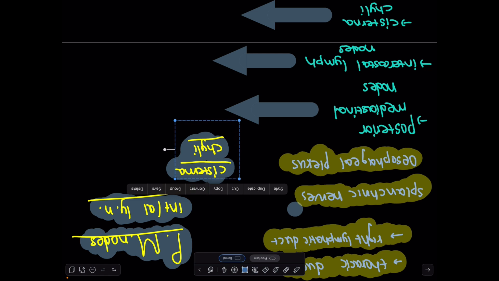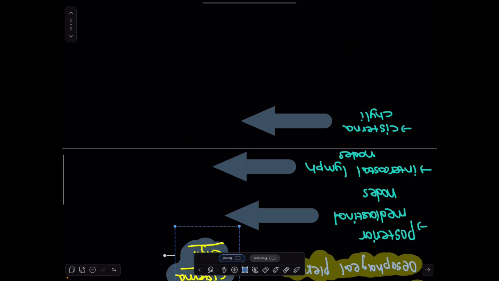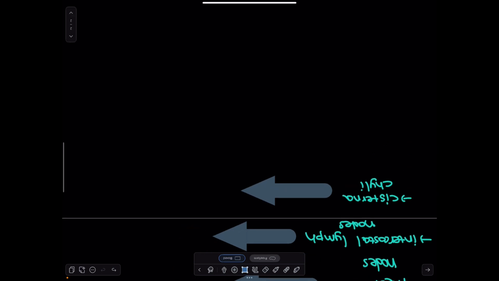Okay, so the cisterna chyli is like, I don't get what it is. It's like the beginning of the lymphs. I hear you. Let's clear it up.